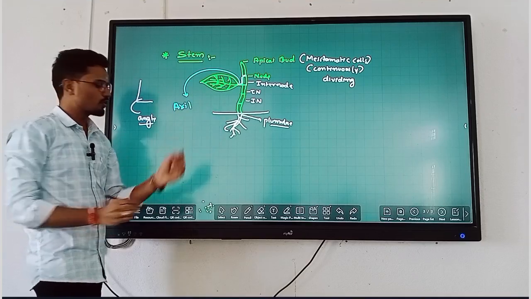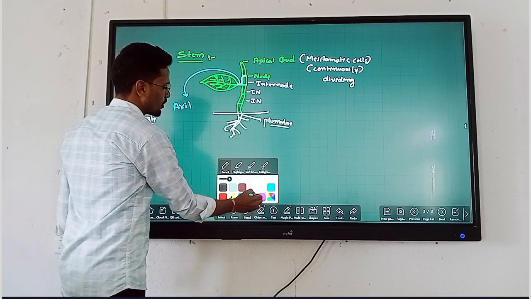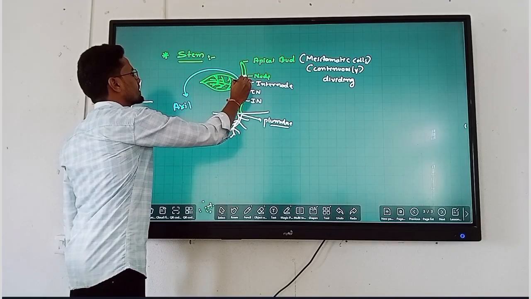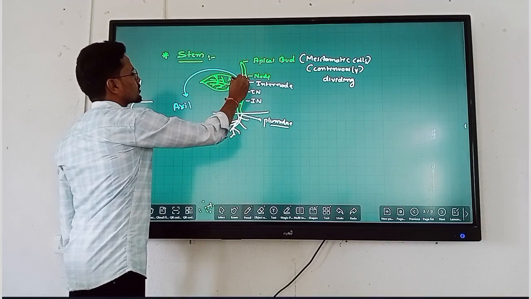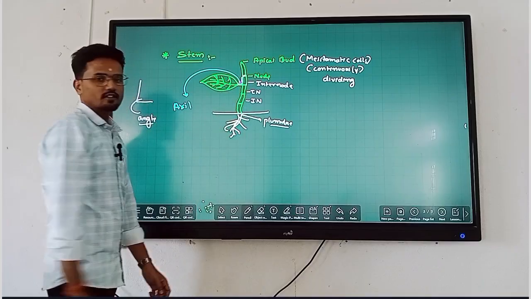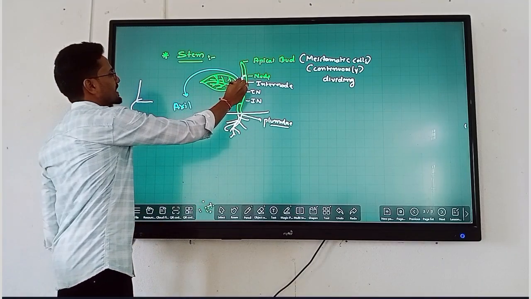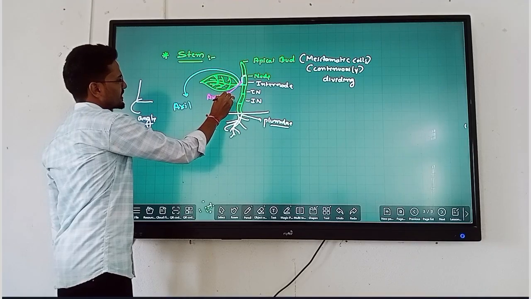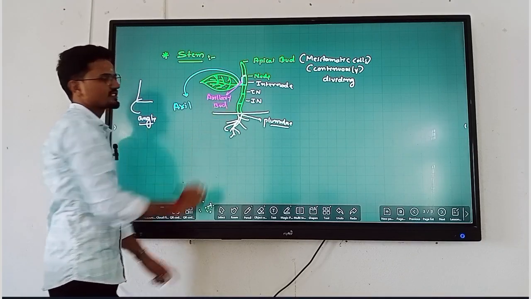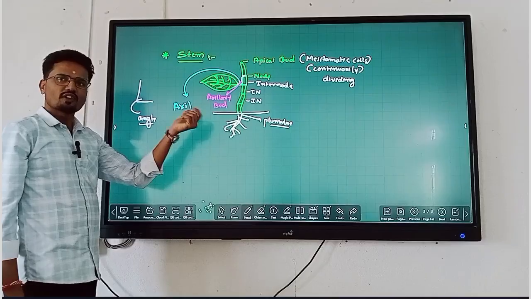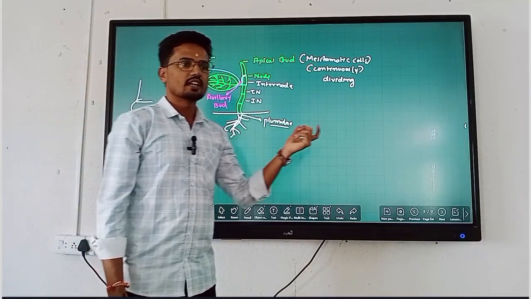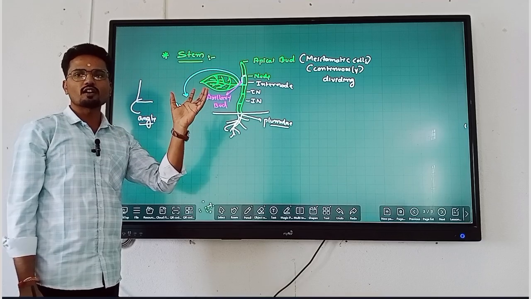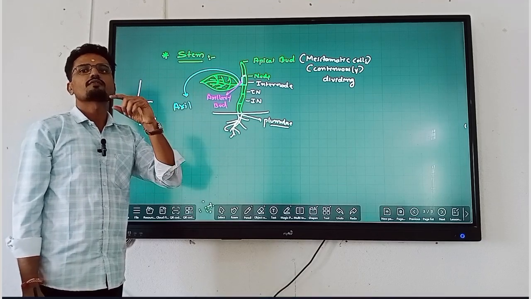At that axil portion, a group of cells is accumulated. Those are called an axillary bud. That structure is called an axillary bud. The function of this axillary bud is that it is responsible for the formation of a branch or flower.